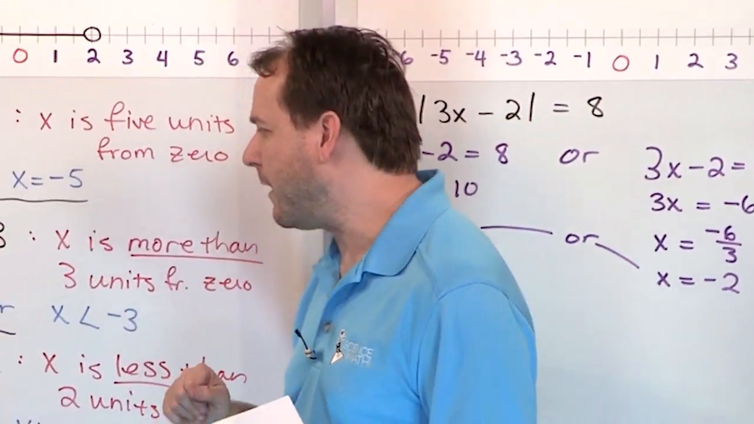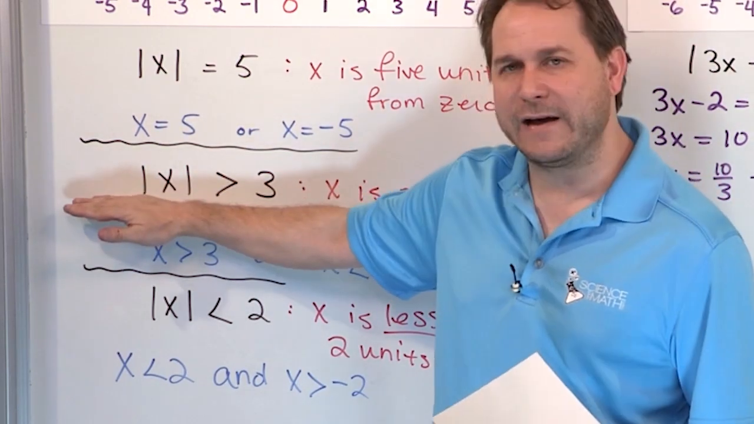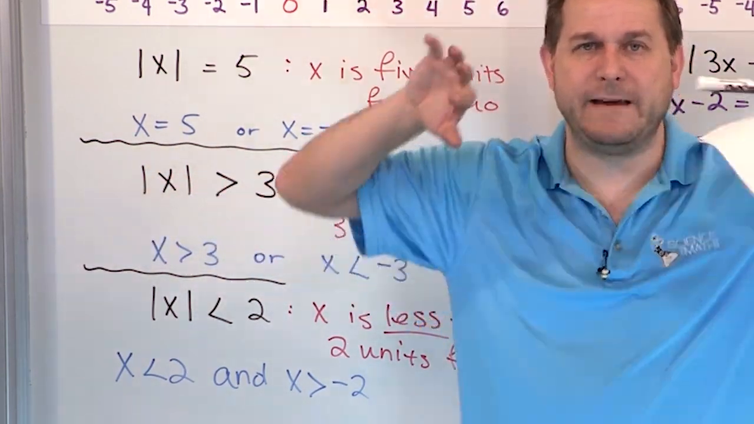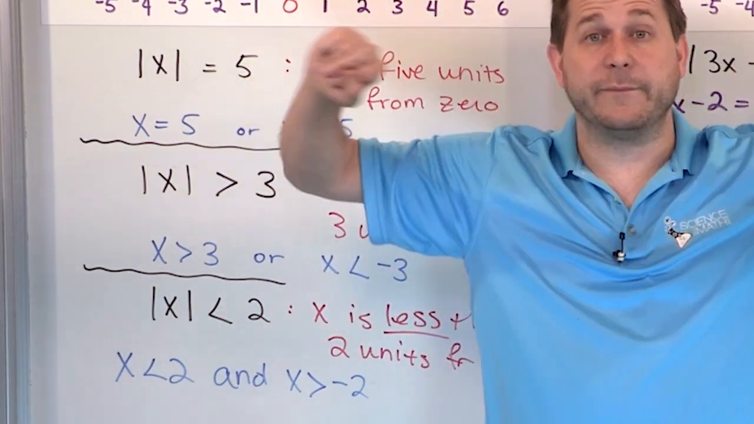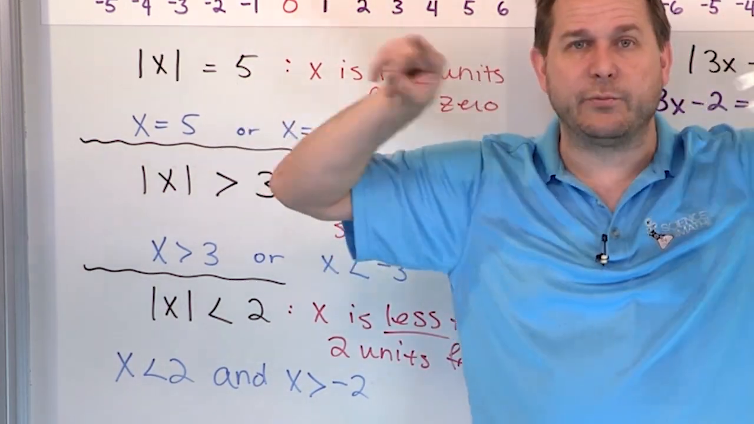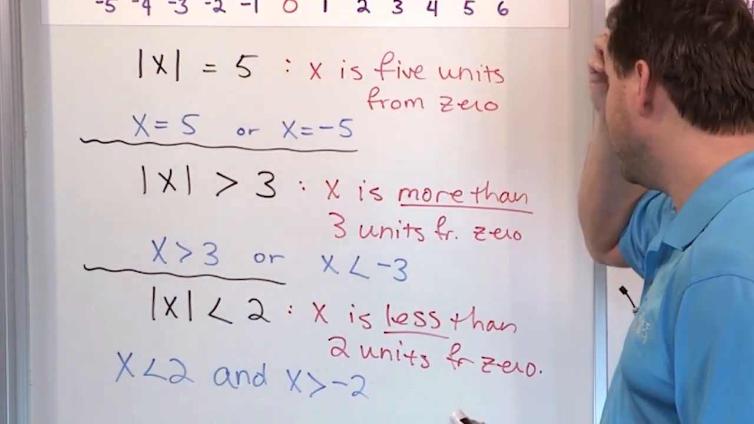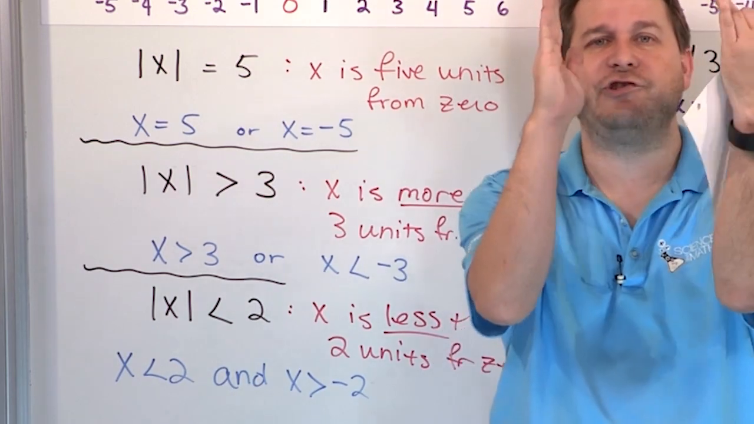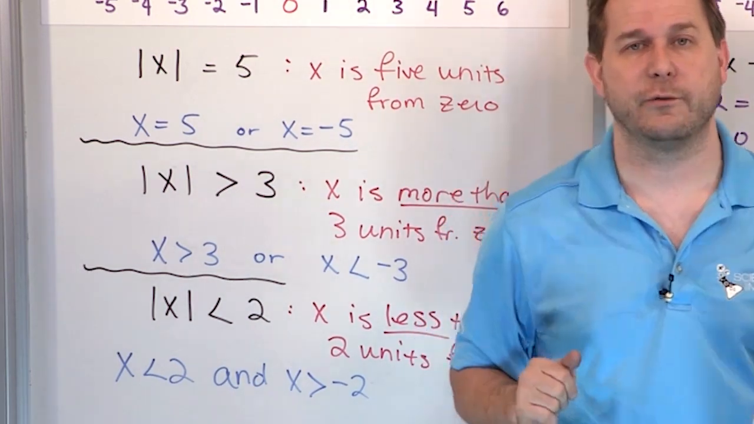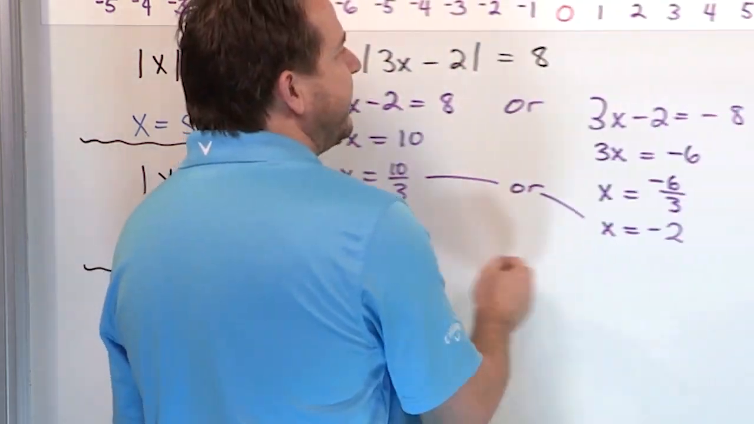So as we solve the next problem, keep in mind, if you see the absolute value of something bigger than a number, it means it has to be that many distance units or more away from 0. So you're going to have shaded regions going away from the origin. And if you have an absolute value of something less than a number, it means you're going to have a shaded segment that's centered around the origin. So let's go and see that in the next problem.